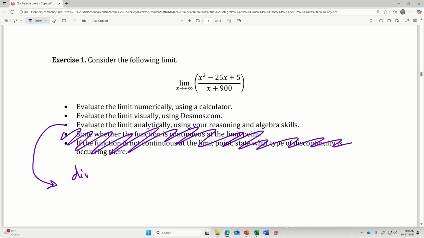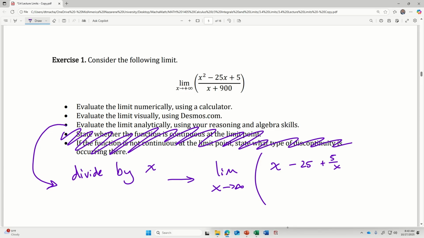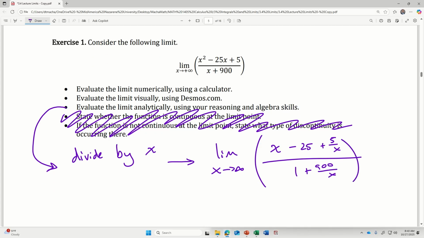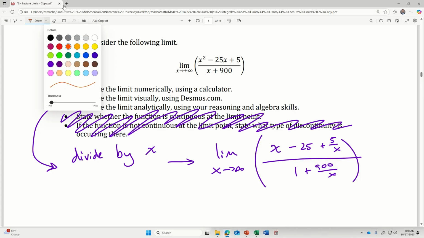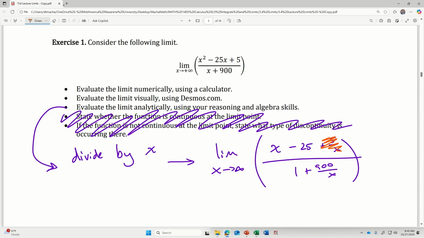And I'm going to divide the numerator and denominator, but divide the top and bottom by x. And we get the limit as x approaches infinity of x minus 25 plus 5 over x divided by 1 plus 900 over x. So in the limit, 5 over x is going to go to 0. 900 over x is going to go to 0.